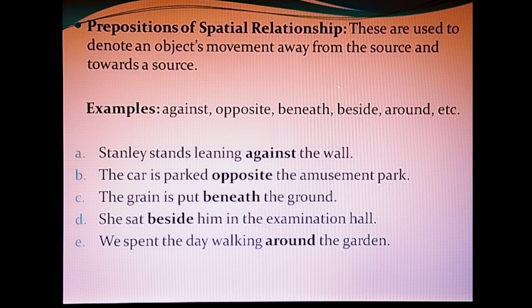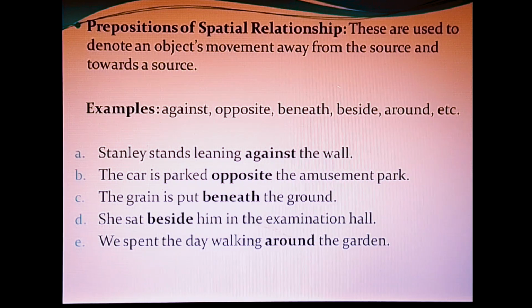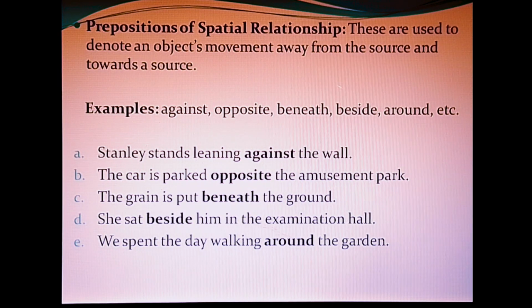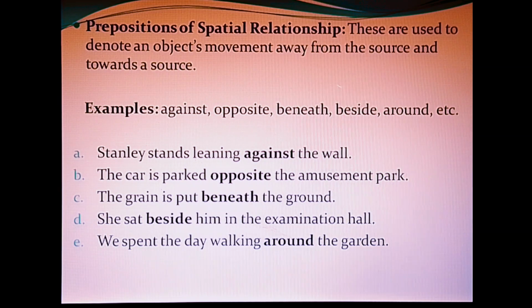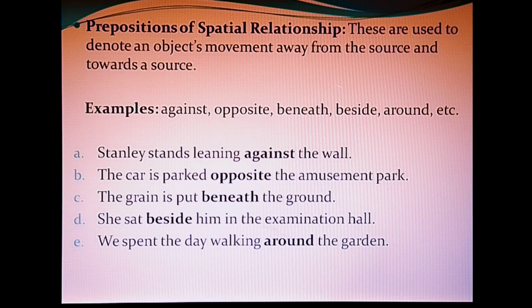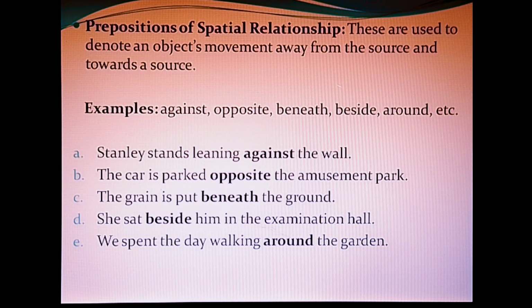And then the fifth example says, we spent the day walking around the garden. The word around is our spatial preposition here. So we spent the whole day walking around the garden. These are the different word functions of prepositions of spatial relationship, or how they function in sentences. Very simple. Take note of this.